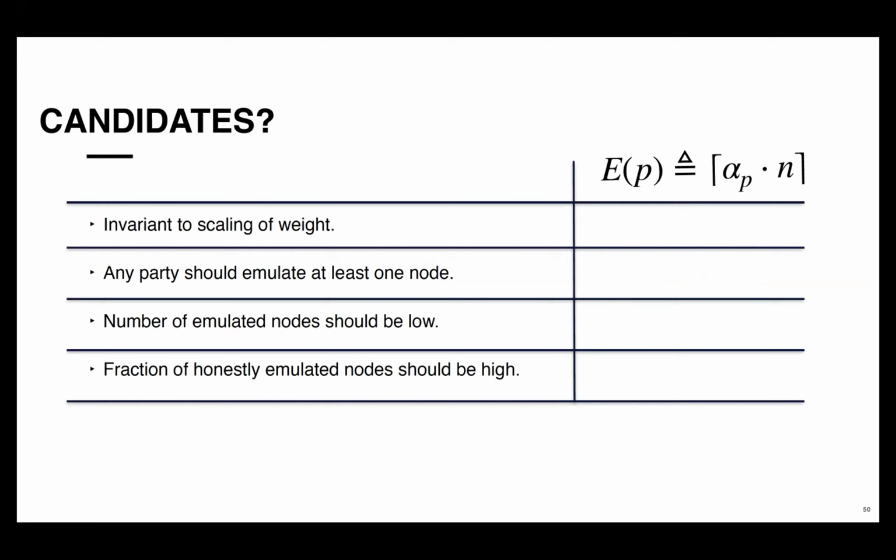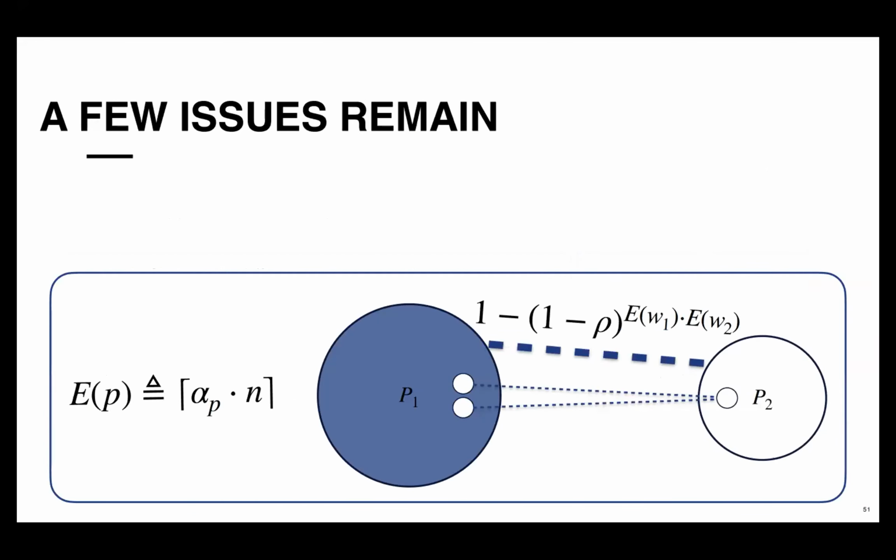Okay, so as a final thing, try to take the ceiling of the fraction of stake owned by party P, and now multiply this by the number of parties. So what do we get? Well, it's still invariant to scaling weight. All parties emulate at least one node. The number of nodes is reasonably low. This is less than 2n. And if gamma is the fraction of honest weight, then the fraction of honestly emulated nodes will now be larger than or equal to gamma divided by 2. So this actually constitutes a fairly good protocol.